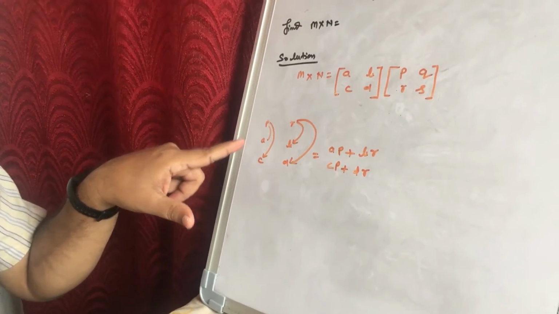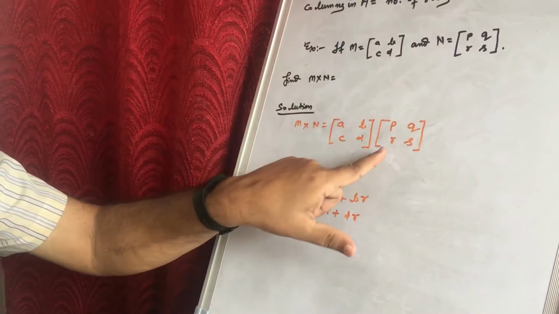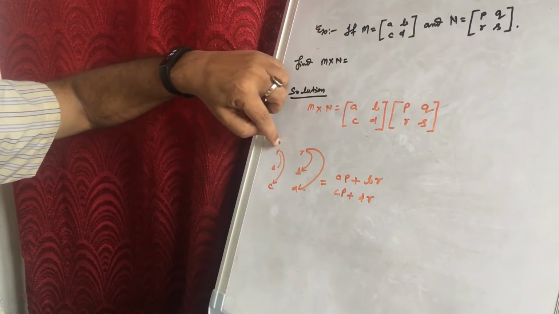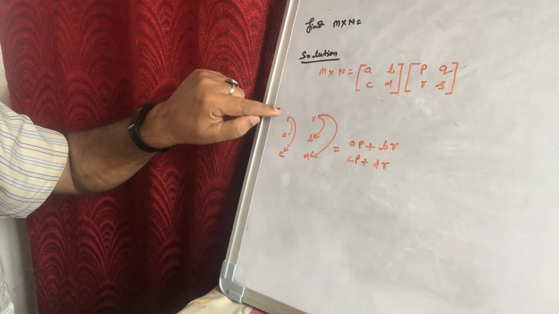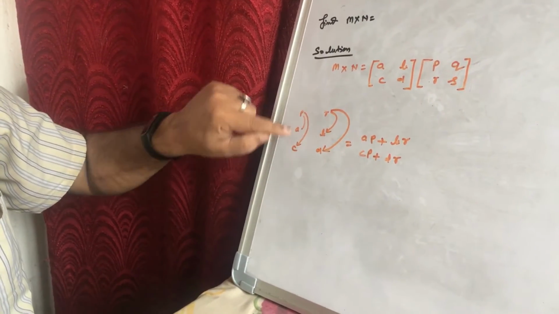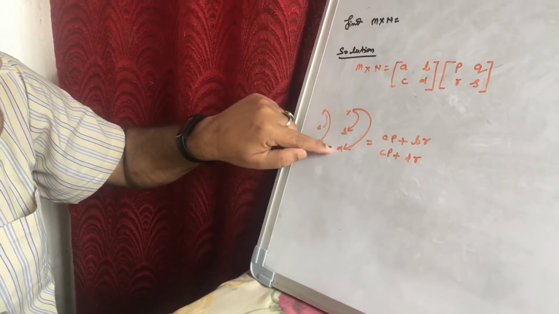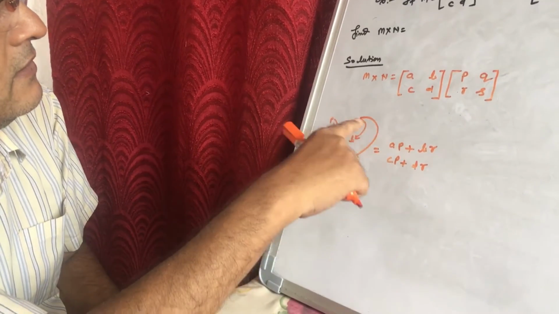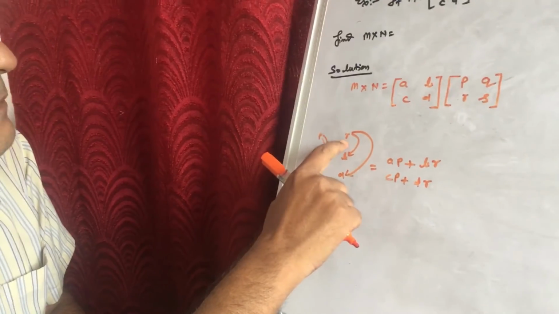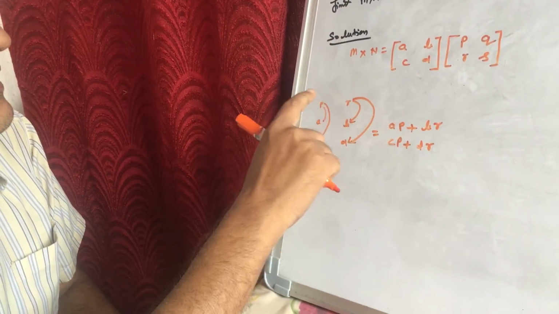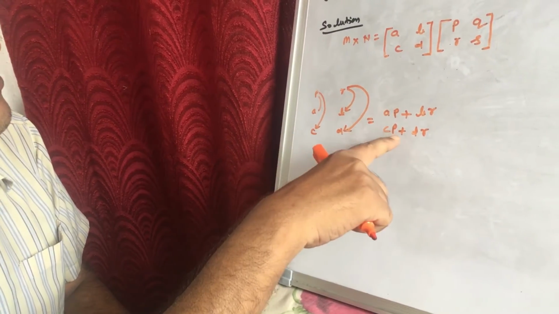Similarly, I am making you understand once again. Suppose I am taking the first column of matrix N, I am writing it here, and I have to multiply P with A and P with C. Similarly, I have to multiply R with B and R with D. Then after multiplication, AP and BR, I have to add it. Then P is to multiply with C, R is to multiply with D, and I have to add it.